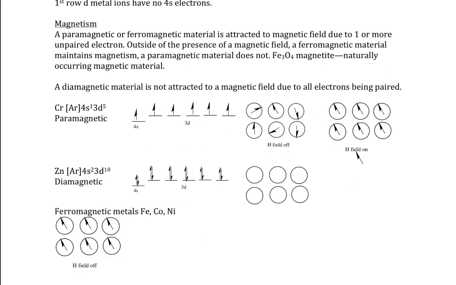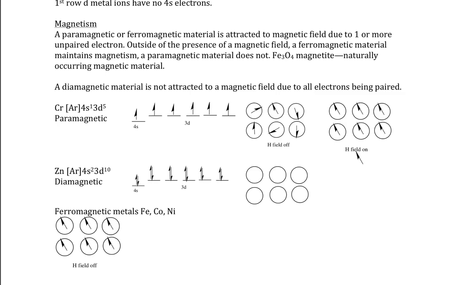A paramagnetic or a ferromagnetic material is attracted to a magnetic field, and that's due to one or more unpaired electrons. Outside of the presence of a magnetic field, so when we take away that magnet, a ferromagnetic material maintains its magnetism, but a paramagnetic material does not.